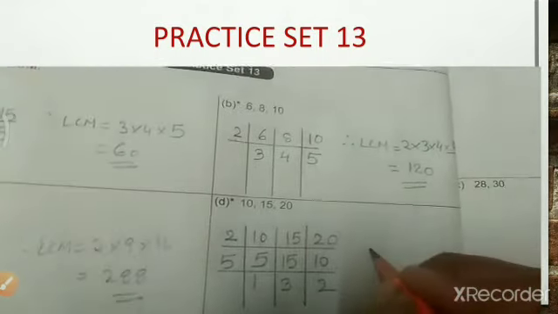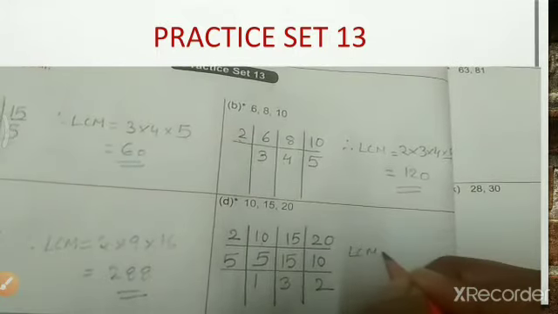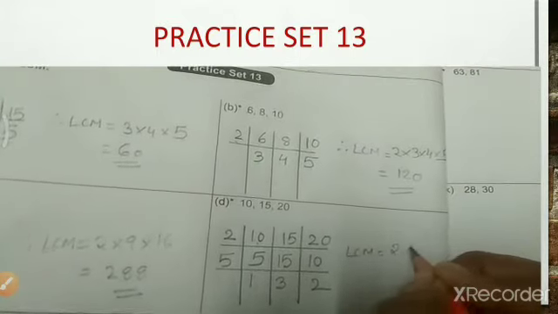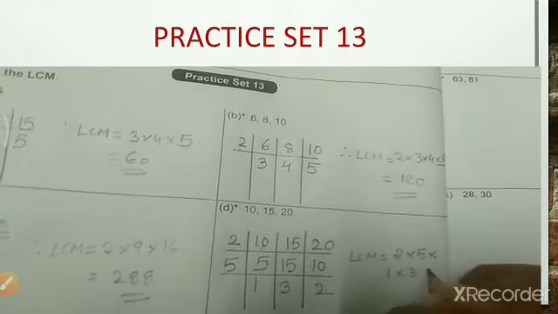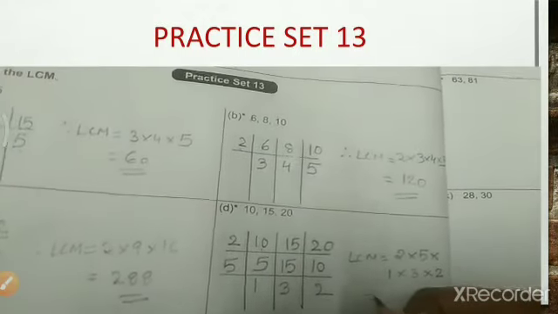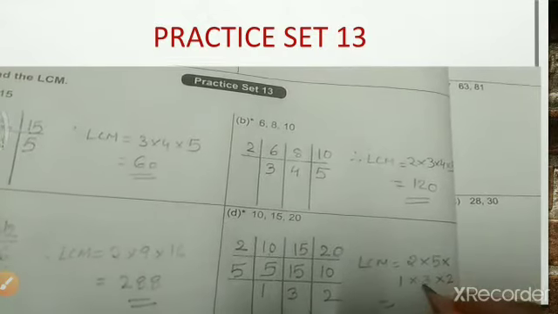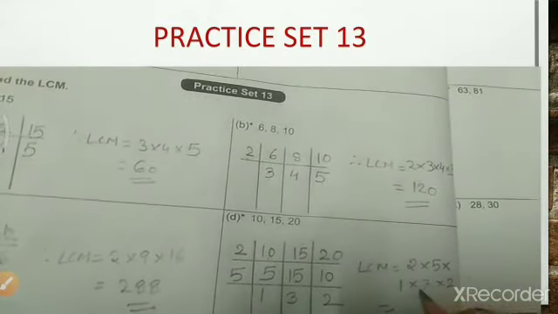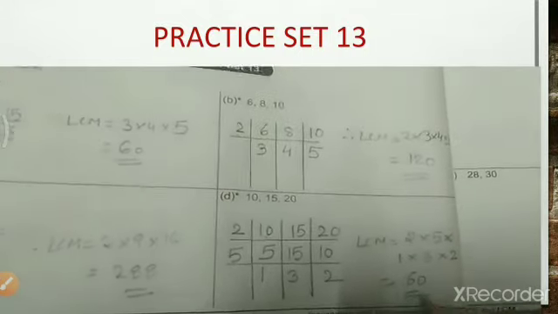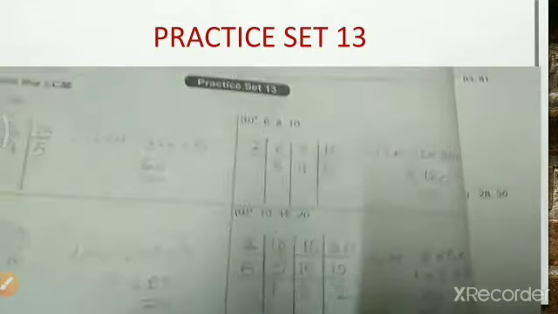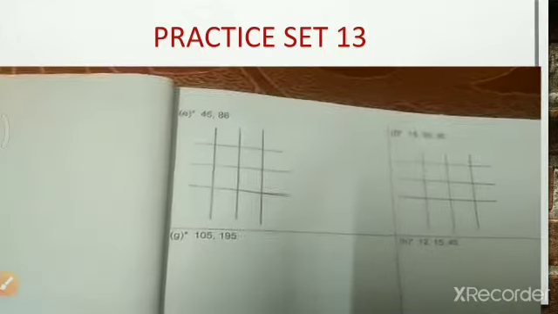Clear? Now what will be your LCM over here? Your LCM will be 2 into 5 into 1 into 3 into 2. So what you will get as your LCM? Here you will get your LCM, that is 60. Clear everyone? Now see the next one.